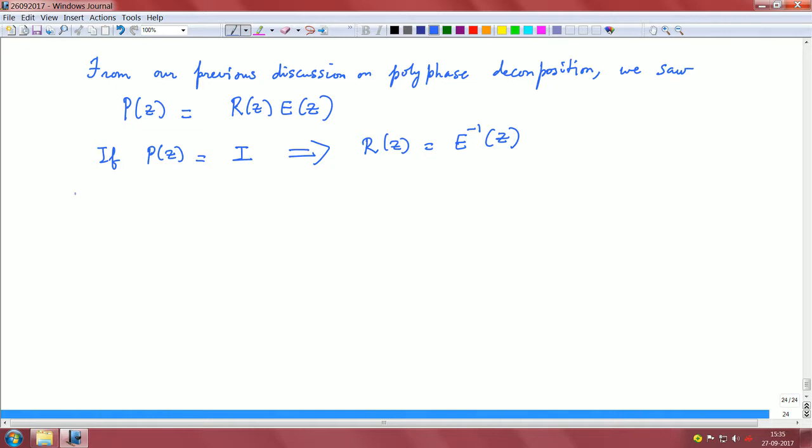So, this result was actually proved by P.P. Vaidyanathan, I think it is P.P. Vaidyanathan, and this appears in the Transactions on Acoustics, Speech and Signal Processing in 1987. So, I will just state the theorem.